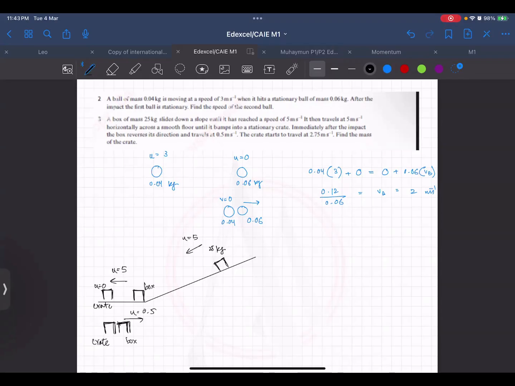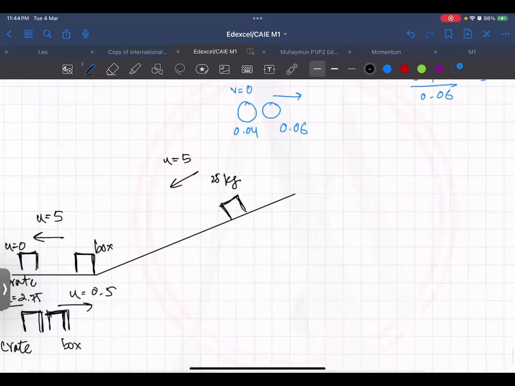So the box had mass 25. Crate mass we didn't know. Okay, we don't know the mass of the crate. After the impact, the box reverses direction and the crate starts to travel at 2.75. So the crate is starting to move to the left side, definitely, with a velocity of 2.75. They are asking you to find the mass of the crate.